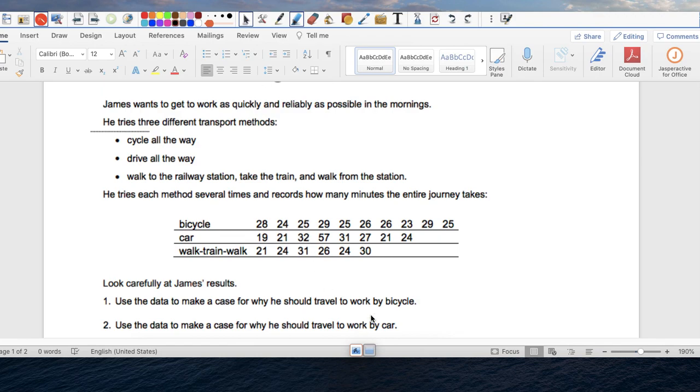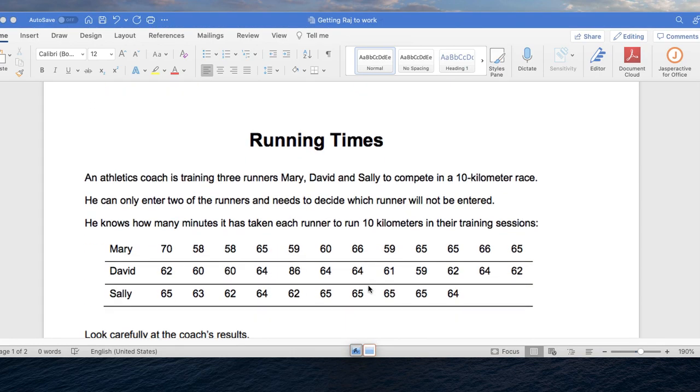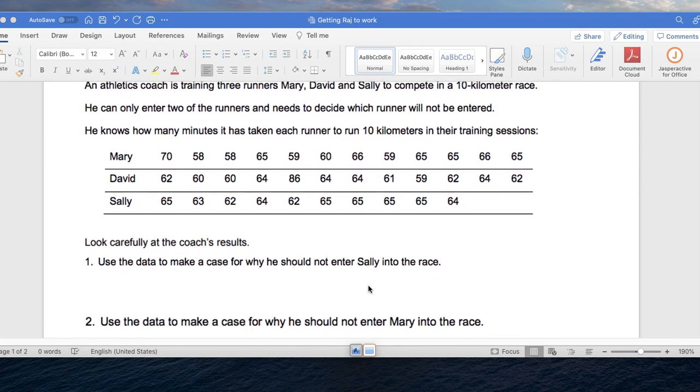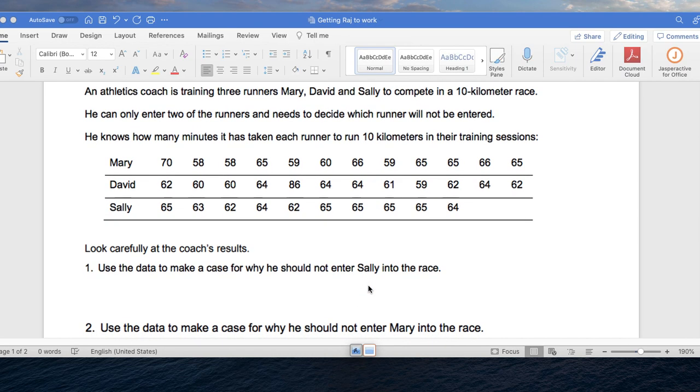So the other one here is this. So there is the coach, and there's 3 people running. So they're running a 10-kilometer race. And he can only pick 2 of the 3. One of them, unfortunately, can't make it. So he has 10 training sessions. He times it, okay? And Mary has all those times, 70 minutes, 58, 58, 65.